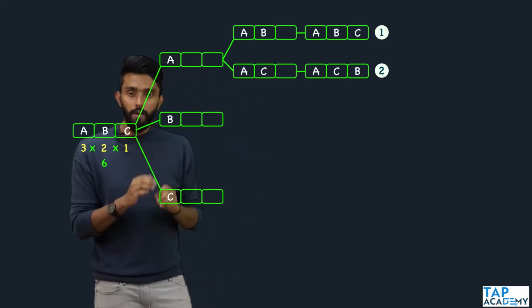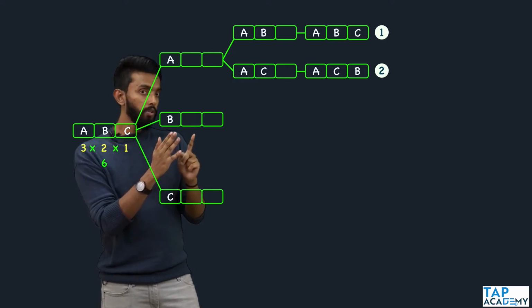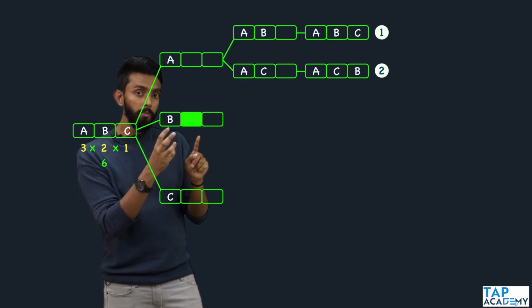Similarly, come to B. So B is fixed. Now we have to talk about the second box. So how many combinations or how many permutations can you have here?